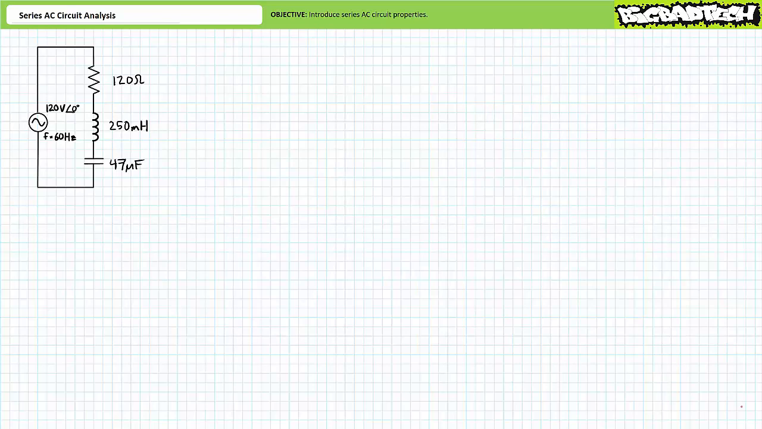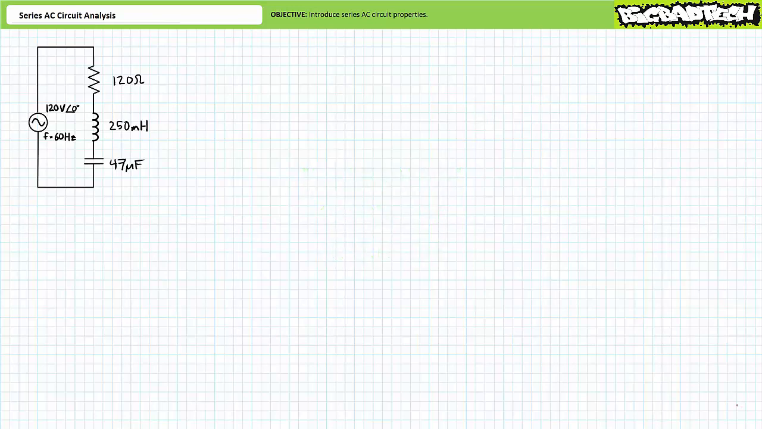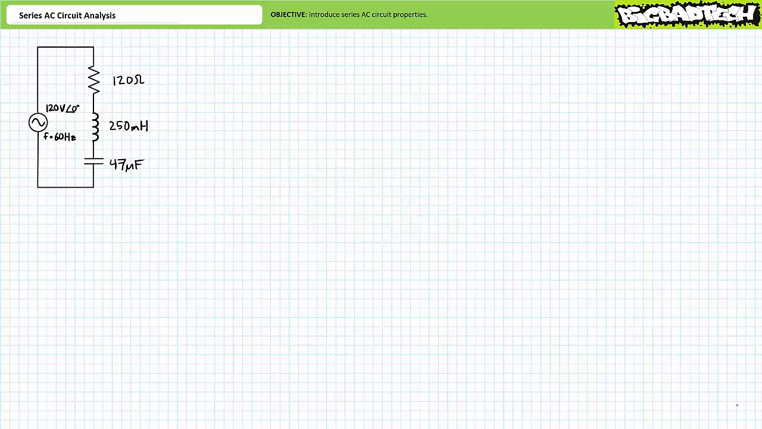Let's explore basic series AC circuit properties in terms of impedance, current, and voltage distribution. Let's first examine impedance inside series AC circuits. As you are no doubt aware, the complex impedance of a series or inline configuration of elements is the summation of those impedances comprising the series relationship. Consider a series combination of three elements. The first element is a 120 ohm resistor. The second element is an ideal 250 millihenry inductor. And finally, the third element is a 47 microfarad capacitor. The sinusoidal AC voltage source has an effective value of 120 volts and an excitation frequency of 60 Hz.